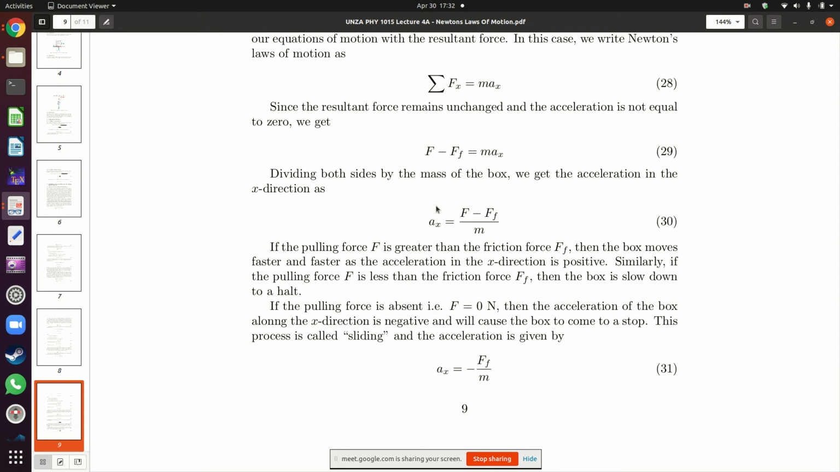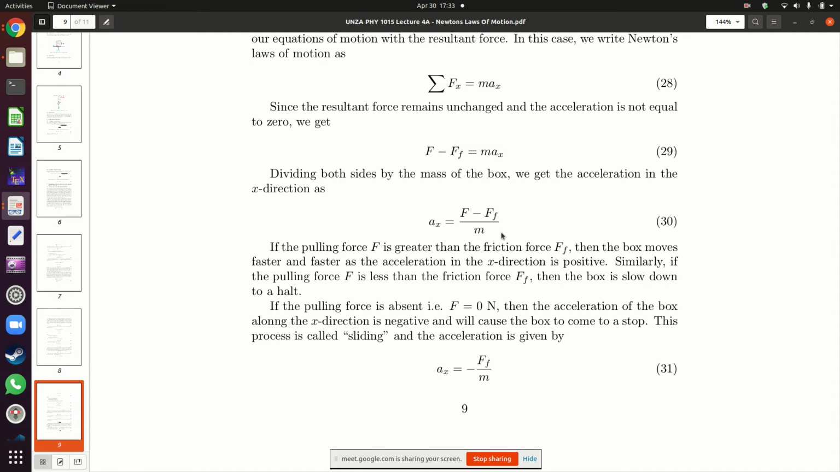So you see a very wonderful application of the resultant force here. The acceleration is equal to the resultant force, F minus Ff, divided by the mass. So once you get the resultant force in a particular direction, you divide it by the mass of that particular object, and it gives you the acceleration in that particular direction.